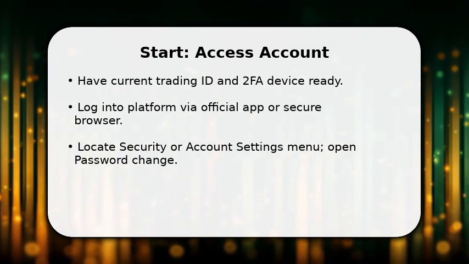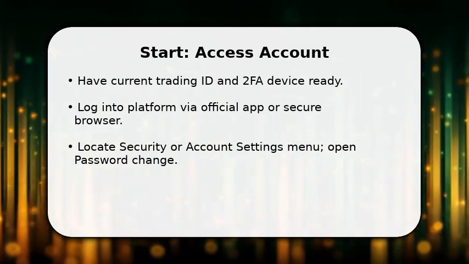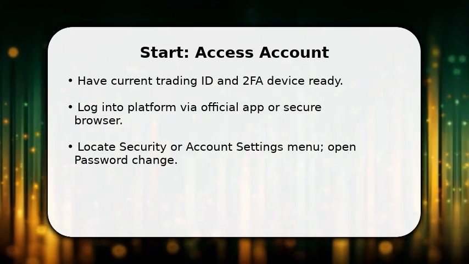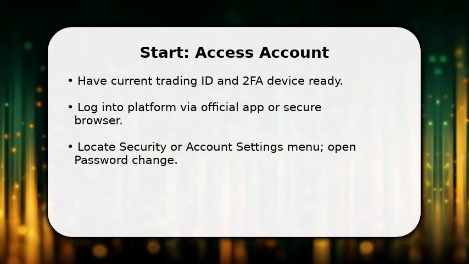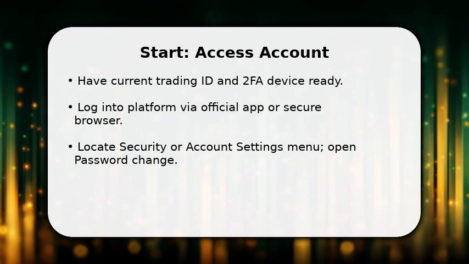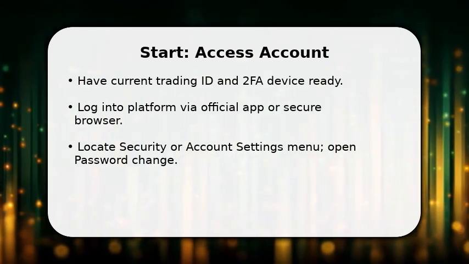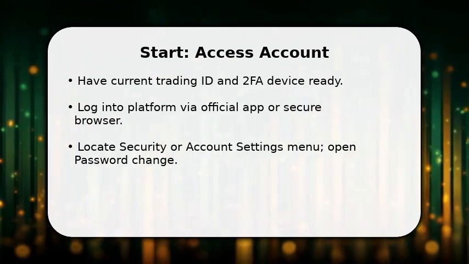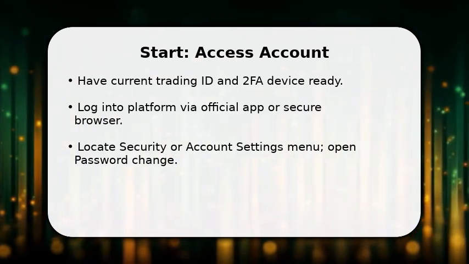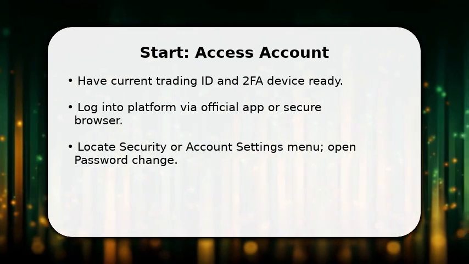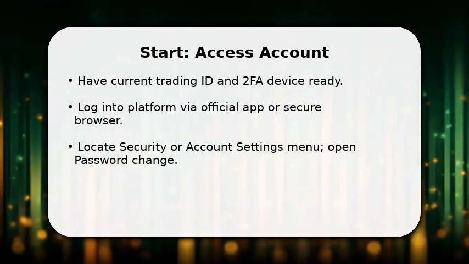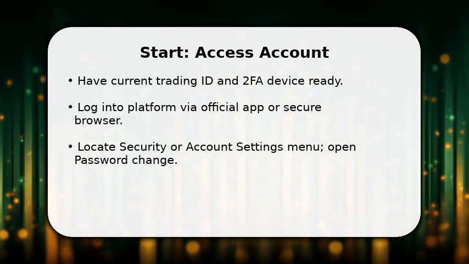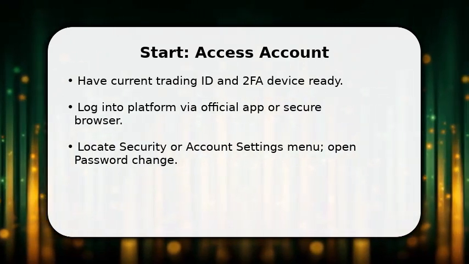You begin by signing in with your trading ID and completing two-factor authentication. This verifies you. Once logged in, go straight to Account or Security Settings. Do not browse elsewhere. You need to confirm your identity using the current password, phone OTP, or authenticator token. Enter those details now so the system allows password updates. This step prevents unauthorized changes. It's quick and enforces platform security policies before you proceed to create a new password.